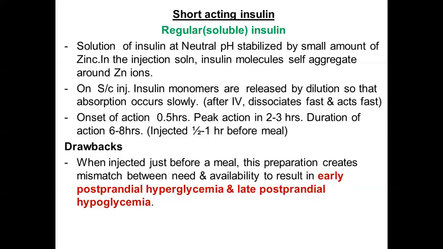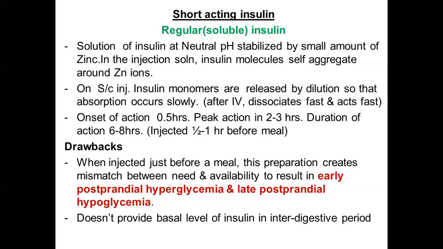And ideally the action should have come down after some hours, but this is acting for how much time? 6 to 8 hours. So later on it will go to late postprandial hypoglycemia. These concepts are a little difficult for you to understand at the UG level, but you just remember the terminologies. It causes an early postprandial hyperglycemia and a late postprandial hypoglycemia. These are the problems with regular insulin.